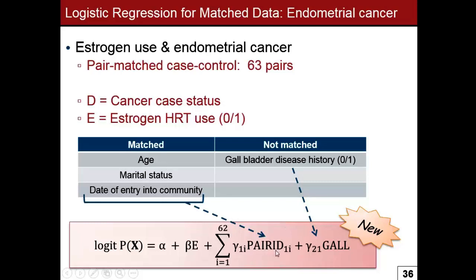Whereas delta 2,1 times gall, the gallbladder disease history, is an actual standard variable that we would control for in the model. This says new because the old version of the slides had an I here instead of a 1. So if there's an I, just connect the dot to the 1 and you're set.